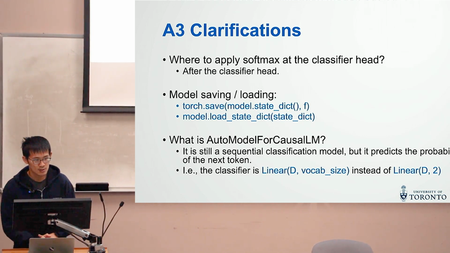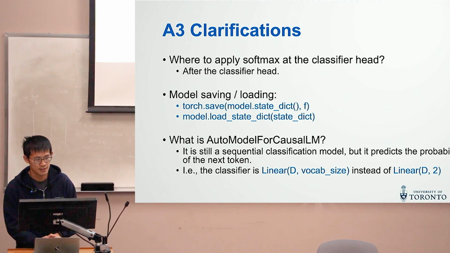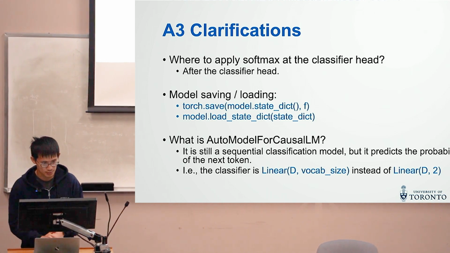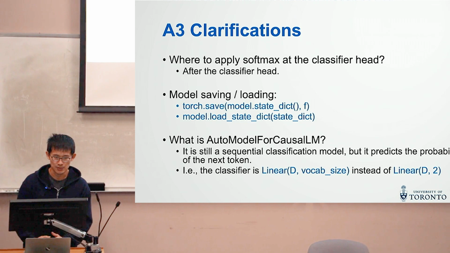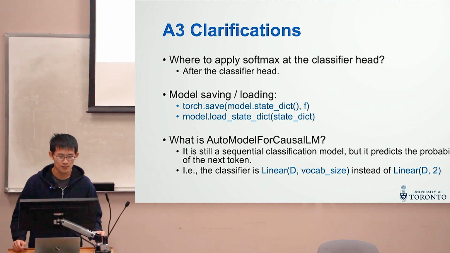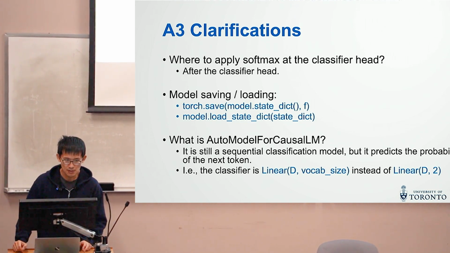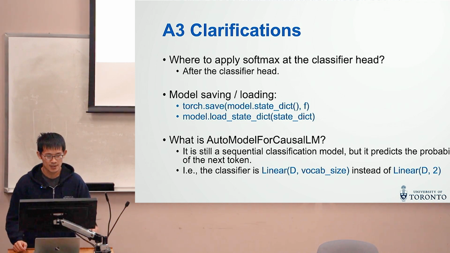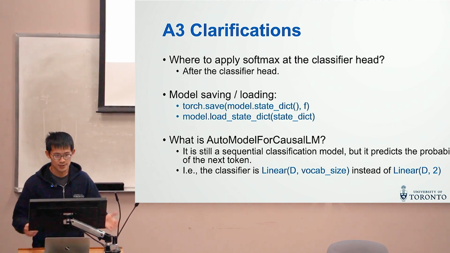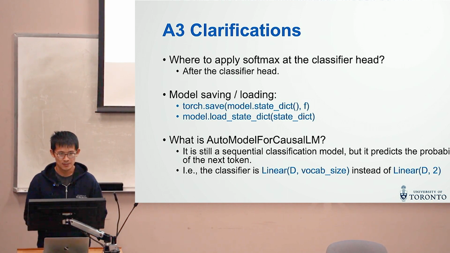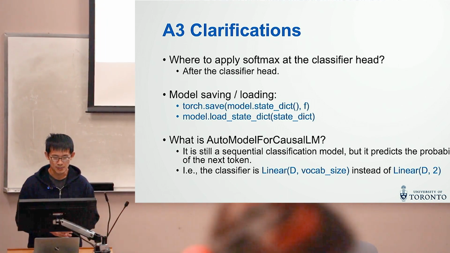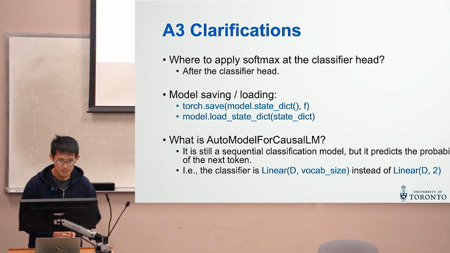Another clarification is about the auto model for causal LM. The auto model for causal language model is still a sequence classification model, but different from auto model for sequence classification. The auto model for causal language model's classification head projects the hidden dimensions onto a dimension that equals the vocabulary size instead of the dimension that equals the number of classes.